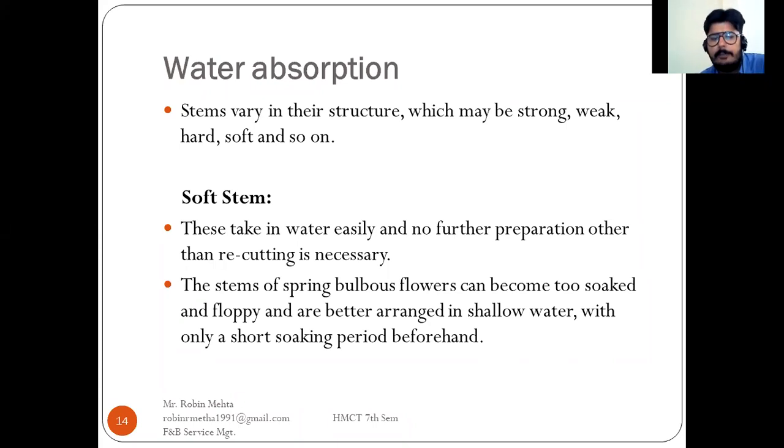If you take a 2 or 3 feet bud vase and put water into it, and then put the soft stems into it, the flowers coming with soft stems are much better arranged, and they easily soak that water, with only a short soaking period beforehand, not too much.